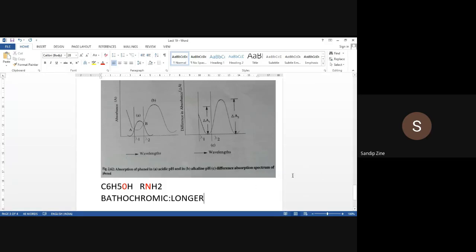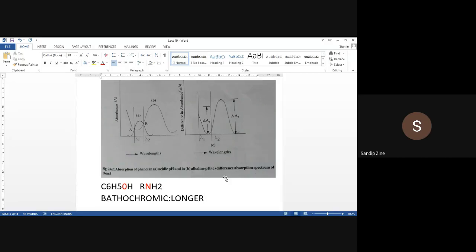You are also there. Anyway, so bathochromic shift is shift of absorption towards longer wavelength, isn't it? So when we are changing pH of solution, obviously these electrons are delocalized in the benzene ring and hence a bathochromic shift is observed and it will shift towards the longer wavelength.